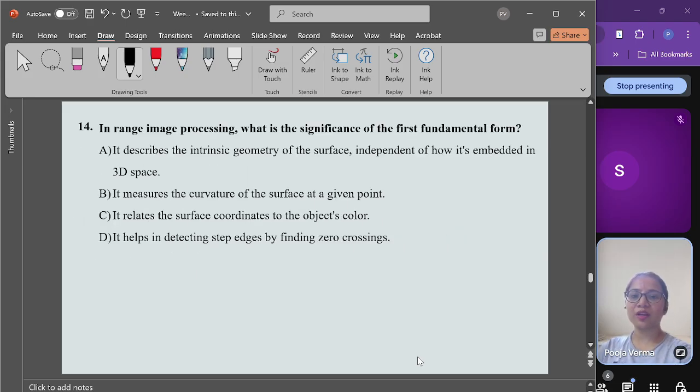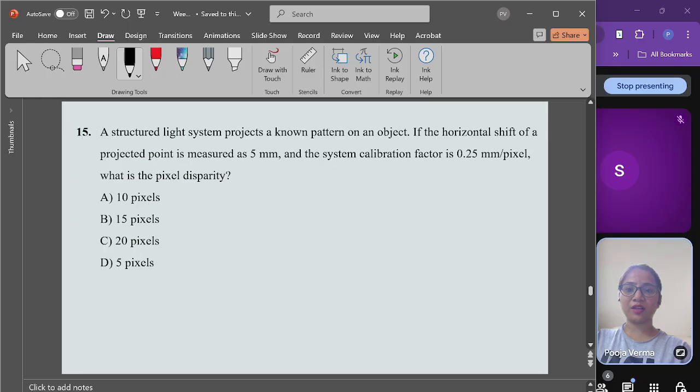So option A is the correct answer for this question. The significance of the first fundamental form is that it is related to the geometry of the surface and it is not dependent on how it's embedded in the 3D space. Okay, so this is a basic question. Now moving to our next question.